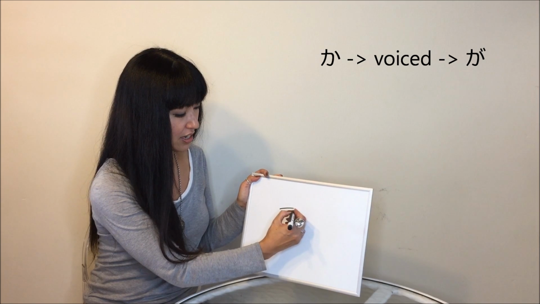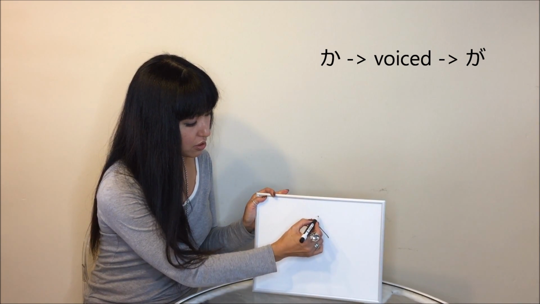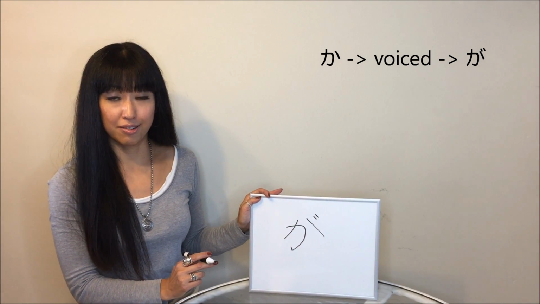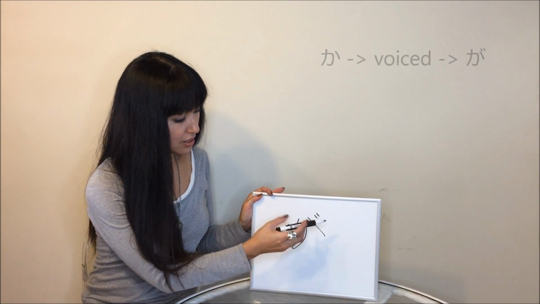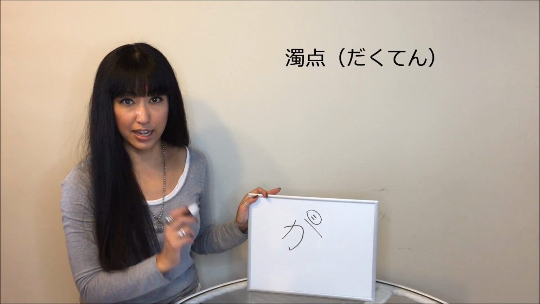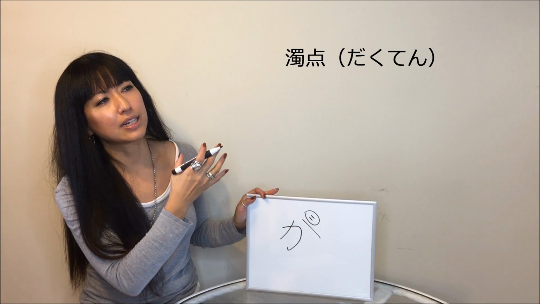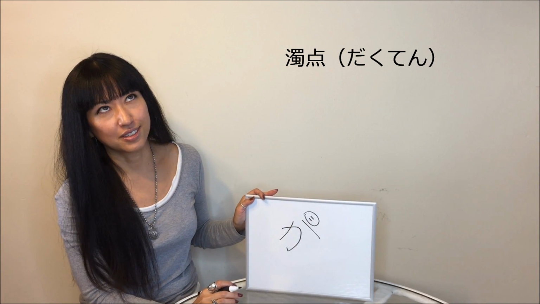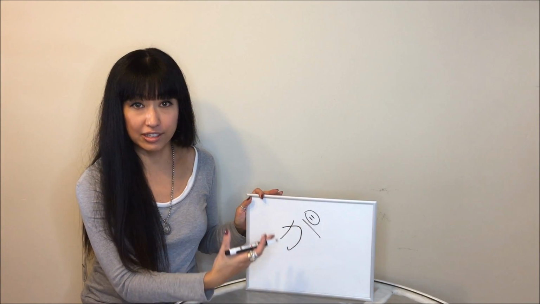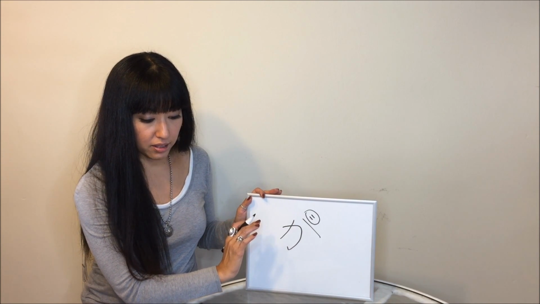This is what I mean. So we have ka, right? Ka. And then we put two dots right here, and now it's ga. We call this symbol dakuten. Daku means usually to make it dirtier. I don't know if it makes sense, but in this case, it means to make it voiced.